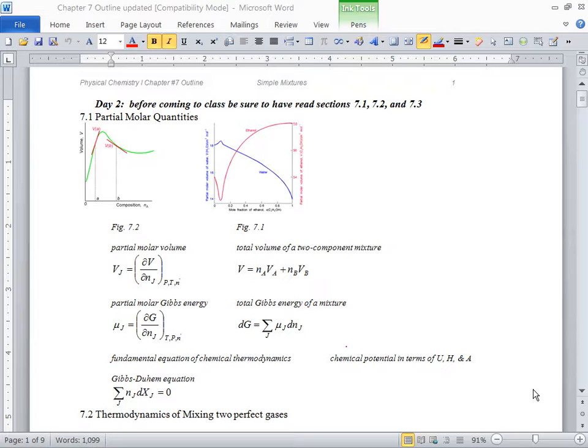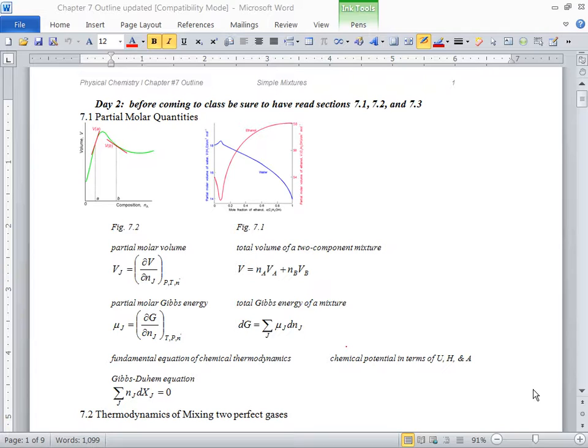How do you tell the difference between a solvent and a solute? There's always more solvent than solute. There you go. Yeah, so the solute's always the minority. And we're always going to be talking, in this chapter, pretty much binary mixtures.